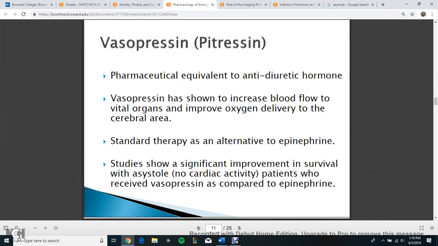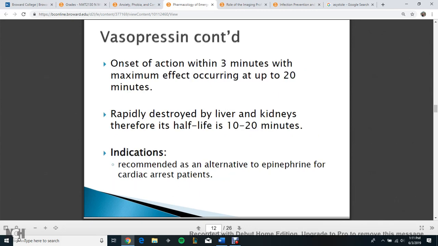Vasopressin, which is also Pitressin, pharmaceutical equivalent to antidiuretic hormone. Vasopressin has been shown to increase blood flow to the vital organs and improve oxygen delivery to the cerebral area. Standard therapy as an alternative to epinephrine. Studies show significant improvement in survival with asystole, no cardiac activity, in patients who receive vasopressin as compared to epinephrine.